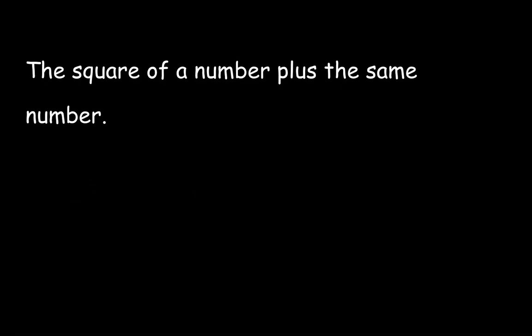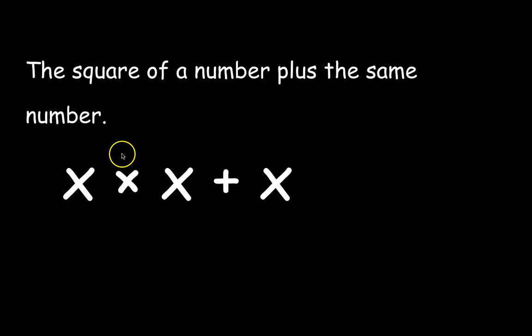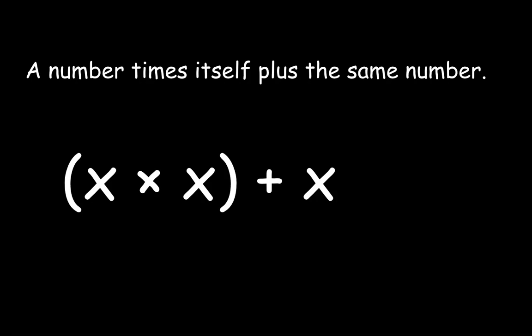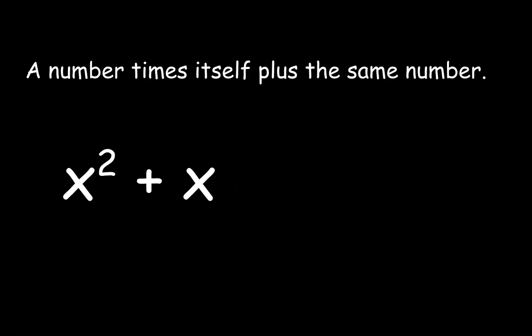The square of a number plus the same number. Now, obviously, you need to know what is meant by the square of a number. That means you multiply the number by itself. So the square of a number plus the same number, that would be x times x plus x. Right, x times x is like that, but in algebra we don't write it like that, we write it as x squared. So a number times itself plus the same number, x squared plus x.